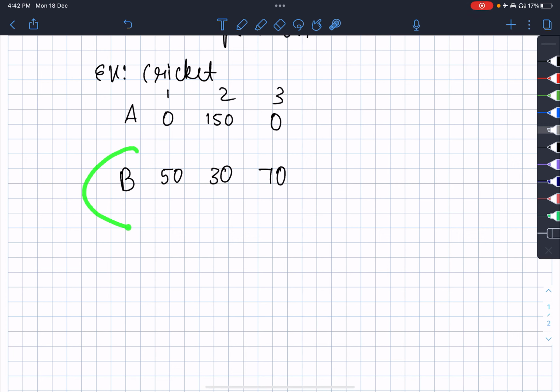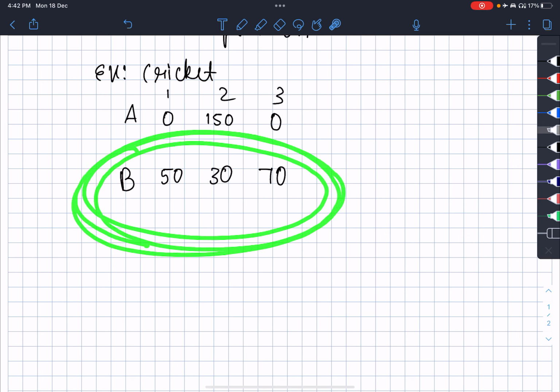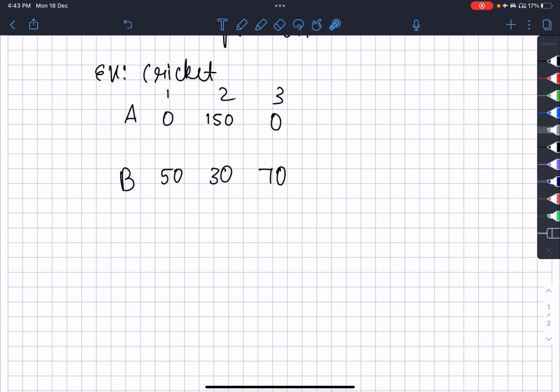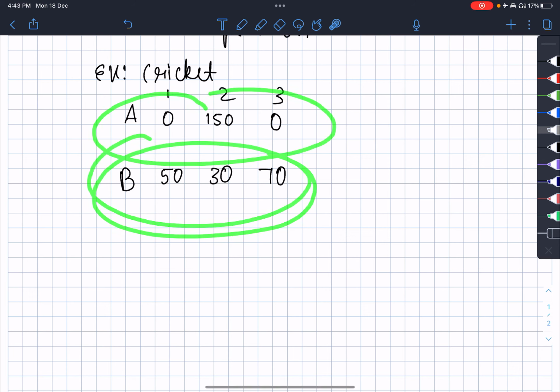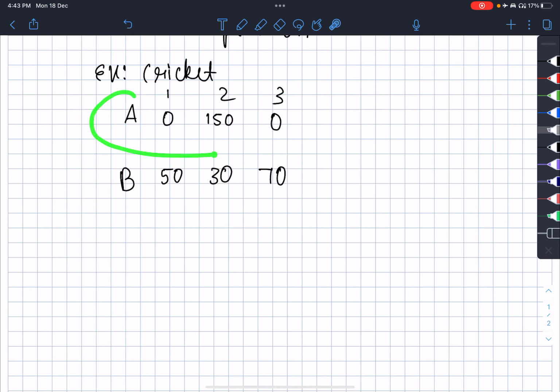So if we have to send anyone to open, we'll choose B, because he is more stable than player A. Correct, he is more stable than player A.